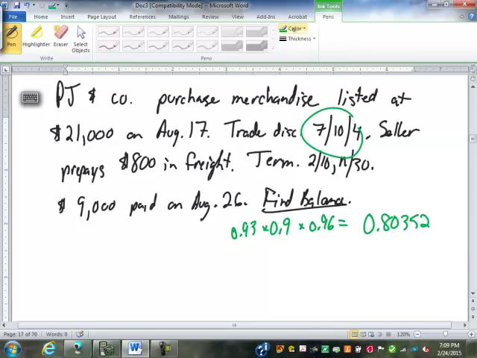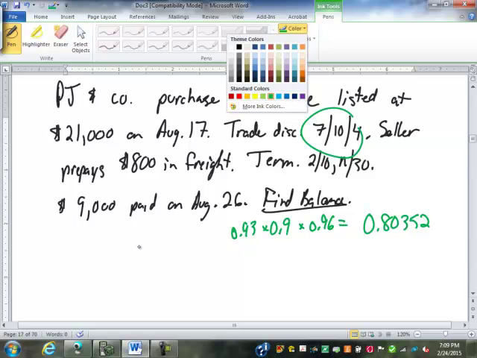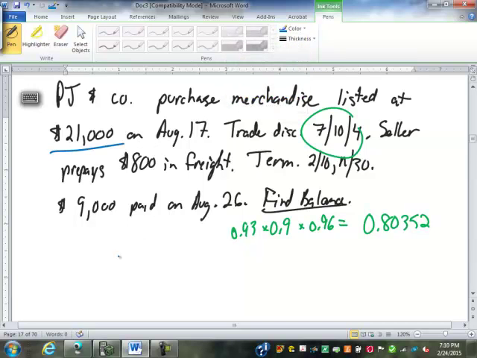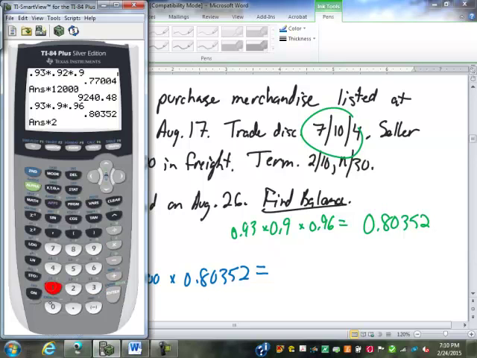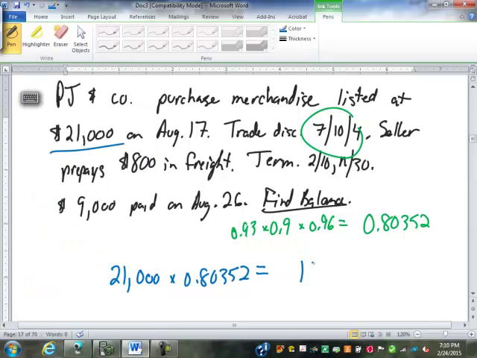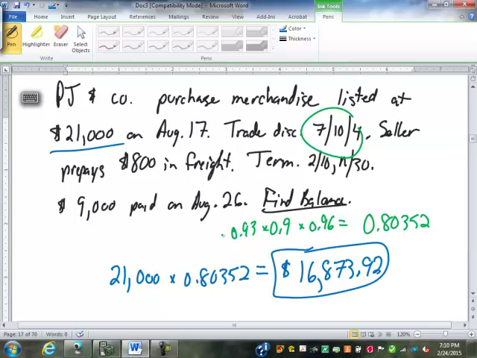What do we do with that? 21,000 times the 0.80352. So 16,873.92. How can we multiply this price versus 0.93 whatever? It only comes out like $6 difference. If you just took 21,000 times the three of those, it should come out exactly the same.